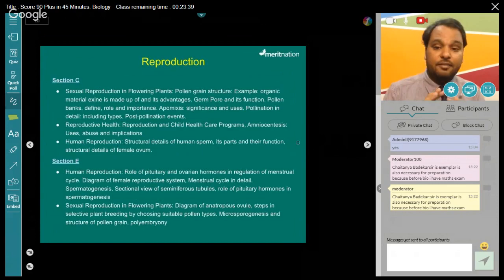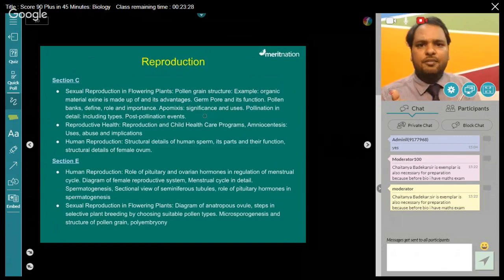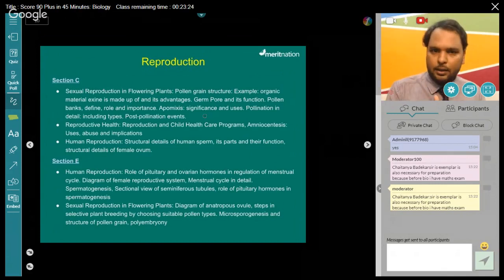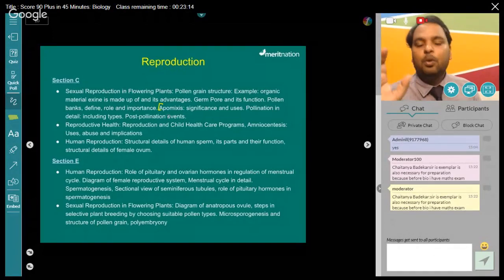Now, what are the different questions in section C? If you see, they'll ask you about the pollen structure. What is the function of exine? What are their advantages? What is a germ pore? And they can ask you the difference: what is the difference between the germ pore of a dicot and a monocot angiospermic plant? So you should know about that, guys. Don't lose marks in apomixis and all. Always a short note. Just remember 2 lines, but do remember it.